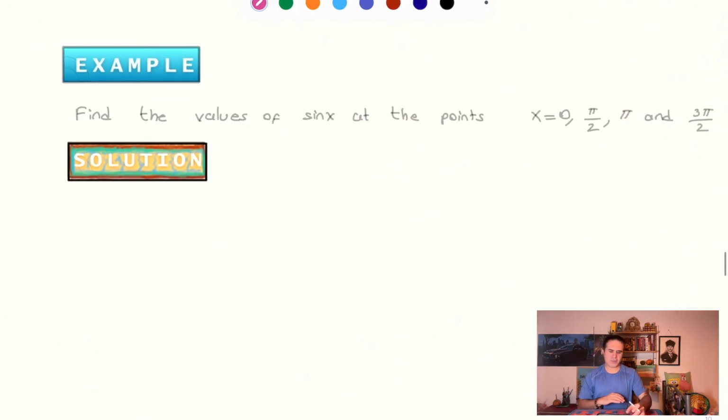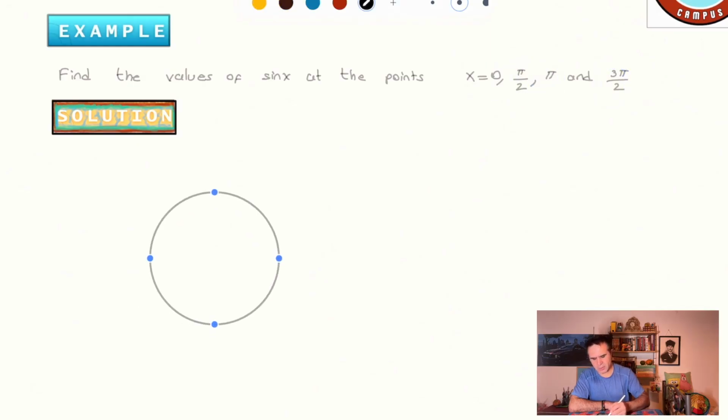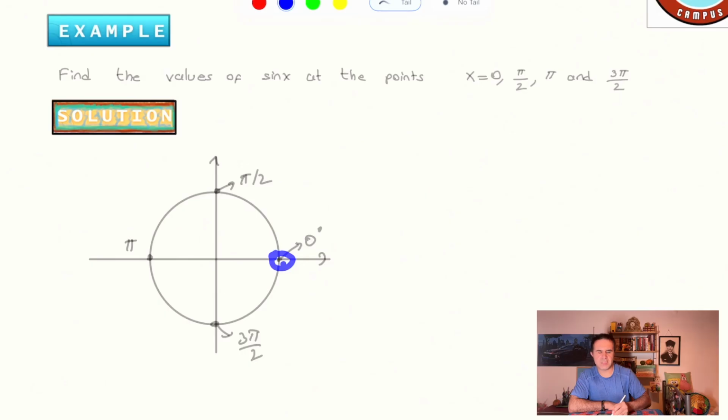Example: find the values of sine x at the points x equals 0, pi over 2, pi, and 3 pi over 2. Again, we will draw the unit circle here. On the unit circle, we have here 0 degrees. Here we have pi over 2. You have here pi, and here we have 3 pi over 2. And the sine value of 0 will be at this point. And this means that sine of 0 is 0.